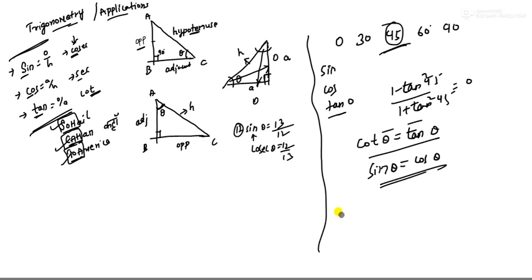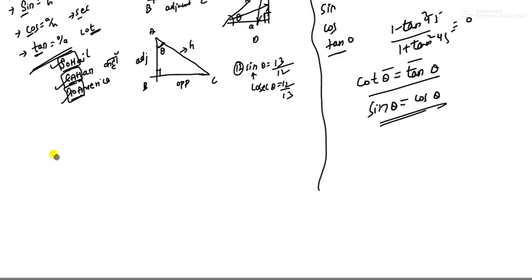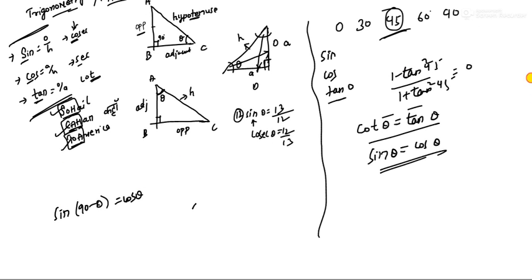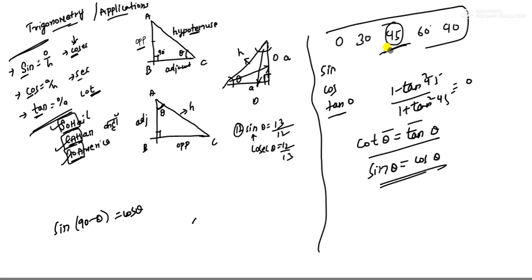Okay, and the next type is based on complementary angles, like sine of 90 minus theta, which is cos theta. Correct? Here the question will be like this: if you get any other angles other than 0, 30, 45, 60, 90, then just go for this type.